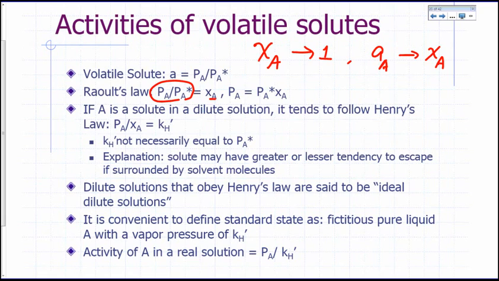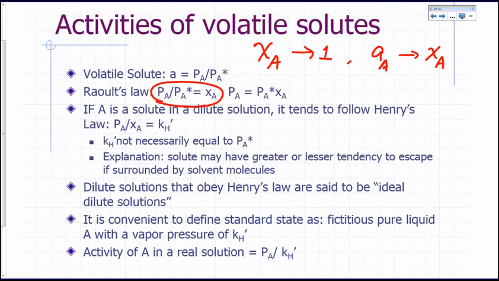Okay, so we can also rewrite Raoult's law. We can rearrange this equation. We can say that the partial pressure of A is equal to its pure vapor pressure times the mole fraction of A. Now, we said that if you have a mixture where this is obeyed, then you have what's called an ideal mixture.